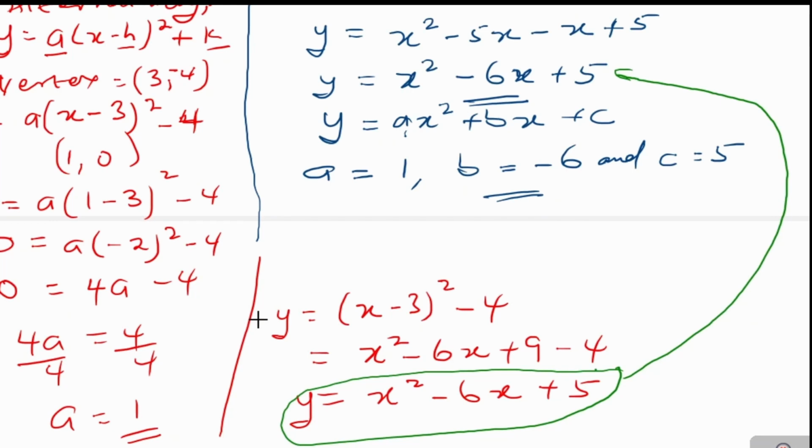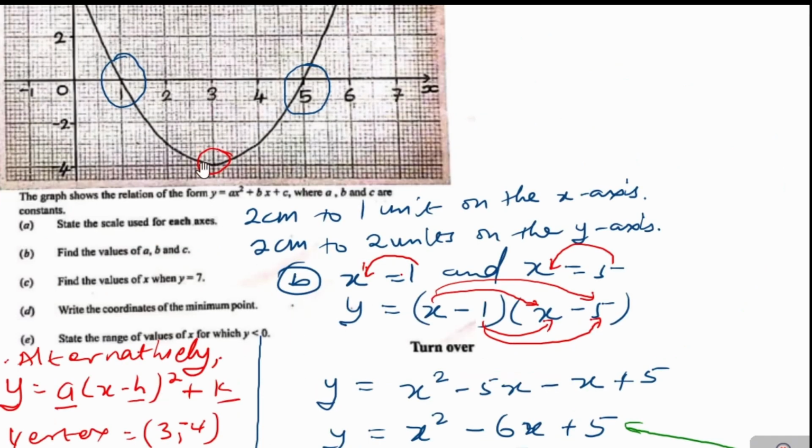But if they are not whole numbers, then it will be a bit difficult to use that, because you need to turn the roots into factors. So you check whether the coordinates of the vertex are whole numbers, then you use the vertex form. I hope this second formula will be of help. Let's go to the third part.